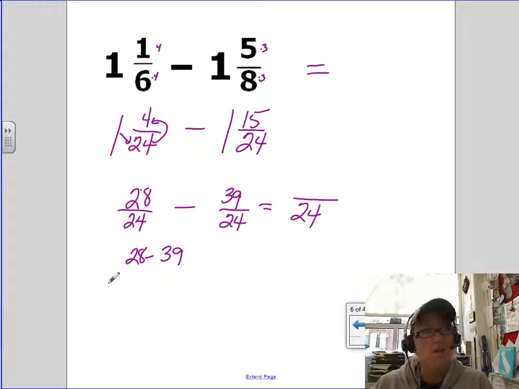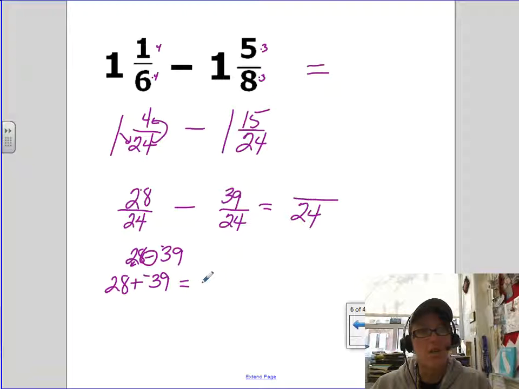These are the numerators. 28. Every subtraction problem is like adding the opposite. So keep 28, change it to addition, take the opposite of 39. All right, now we're cooking. 28 and negative 39 mean I'm going to end up with negative 11.